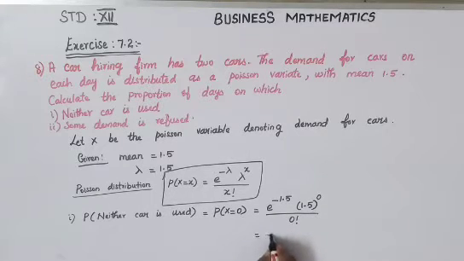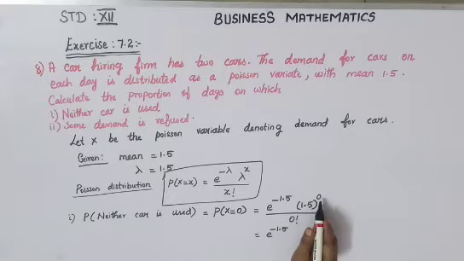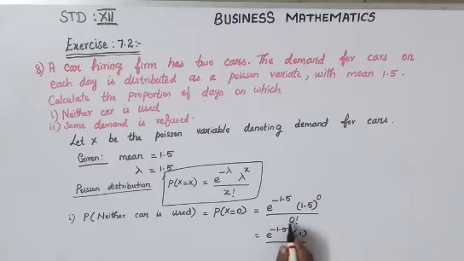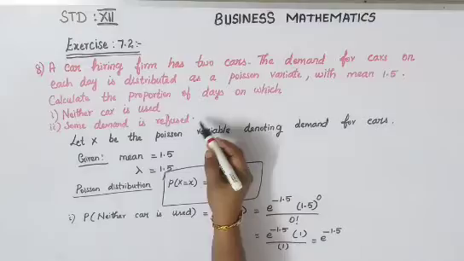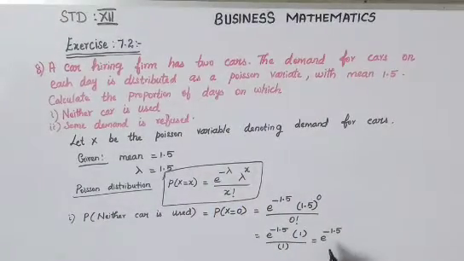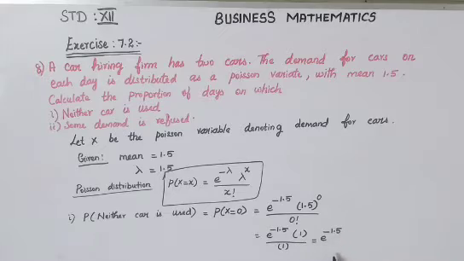So which is equal to e power minus 1.5 into 1.5 power 0. Anything to the power 0, your answer will be 1, divided by 0 factorial, your answer will be 1. So that is equal to e power minus 1.5. So you'll have to find this value from your table. Otherwise, in some sums they will be given in brackets. Okay. So here it is not given. So we'll have to find the value for e power minus 1.5.